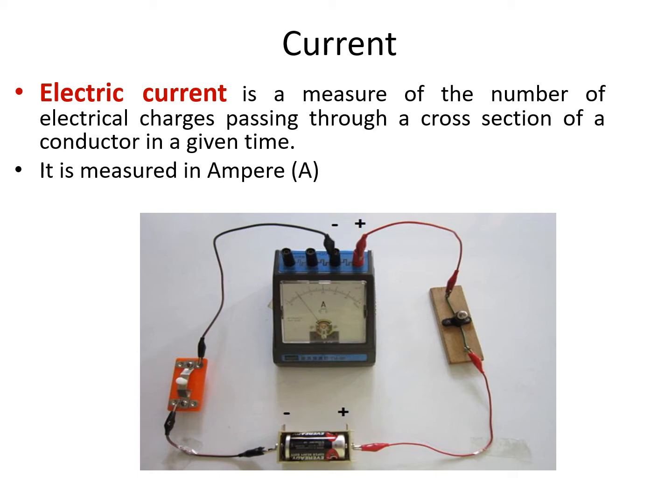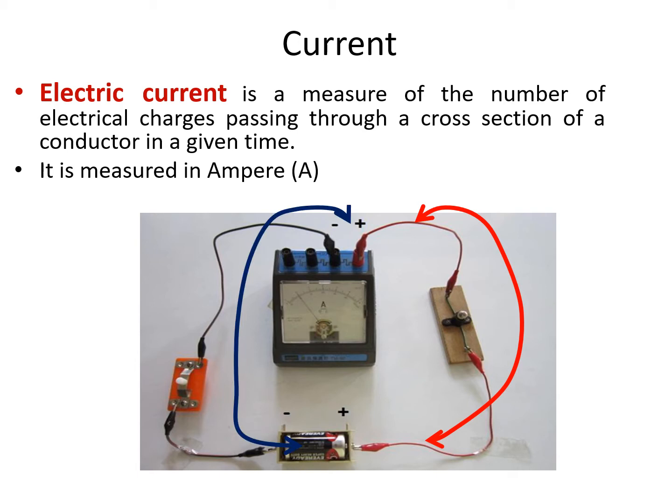An ammeter is connected along the circuit, wherein the positive terminal of the ammeter is connected to the positive terminal of the dry cell. The negative terminal of the ammeter is also connected along the negative terminal of the dry cell.